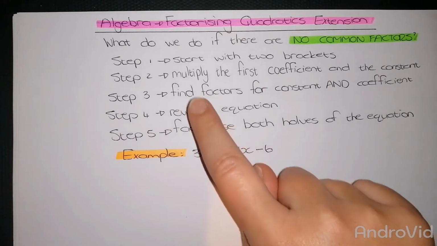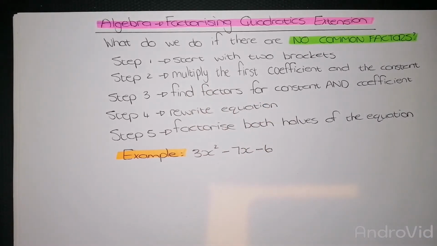Step 1, we need to start with two brackets like we normally do in any factorization. Step 2 is we need to multiply the first coefficient with the constant. Step 3 is we need to find factors for the constant and coefficient. Step 4 is we need to rewrite the equation. And step 5, we need to factorize both halves of the equation. This will all make sense as we go along.